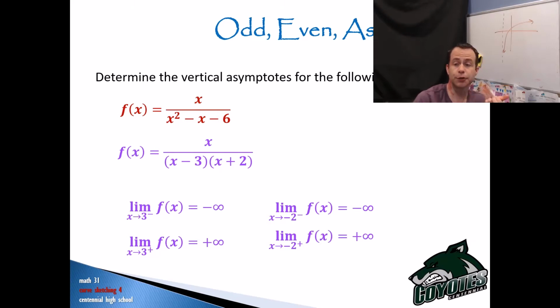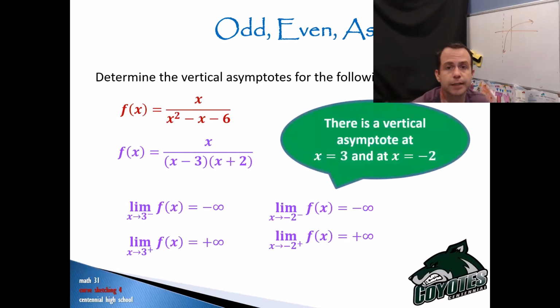So for sure, that fits the definition of a vertical asymptote. At least one side is approaching infinity. On these ones, both sides are approaching infinity. They just happen to be in opposite directions. So we can say that there's a vertical asymptote at x equals 3 and at x equals -2.